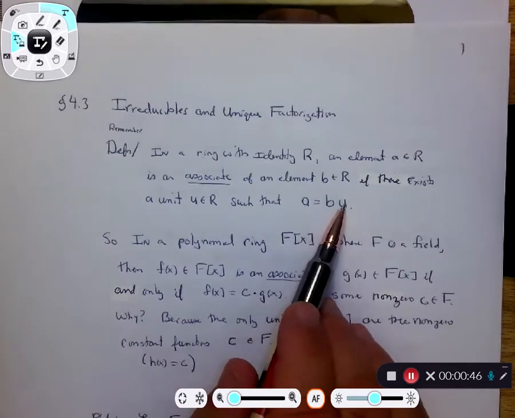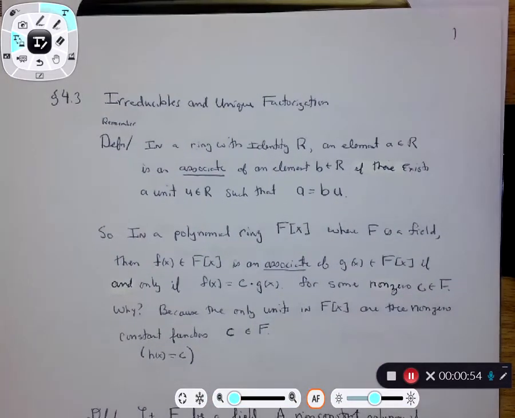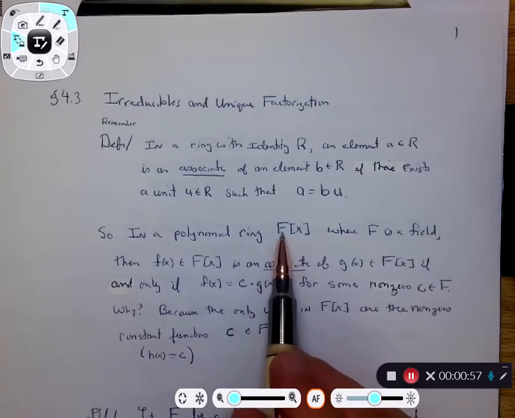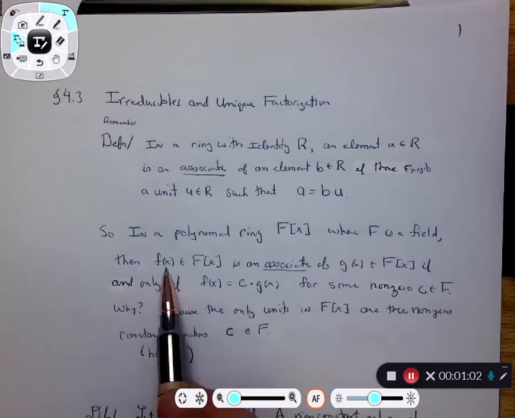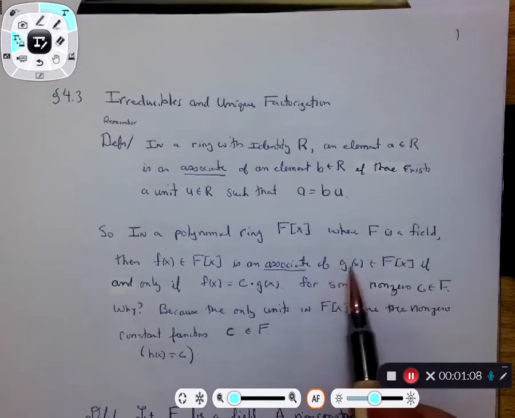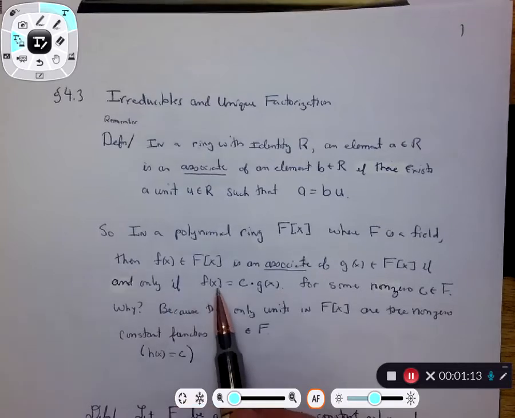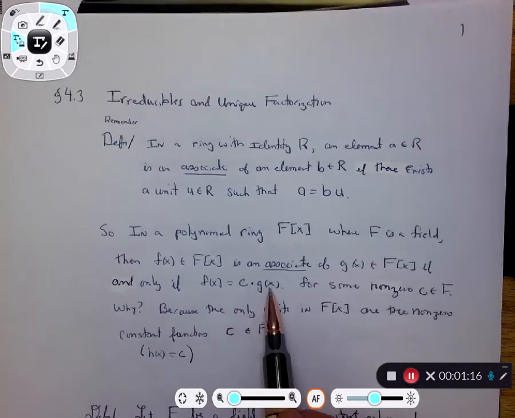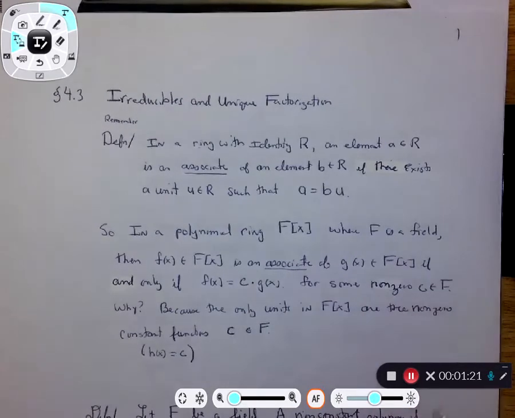There exists an invertible element U, a unit, such that when I multiply it times one element, I get the other element. So, in a polynomial ring F adjoined x, where F represents a field, so my coefficients are coming from fields, then f of x, an element of F adjoined x, is an associate of g of x, an element of F adjoined x, if and only if f of x is equal to a constant times g of x for some non-zero constant c that's an element of F, the field itself. Why?